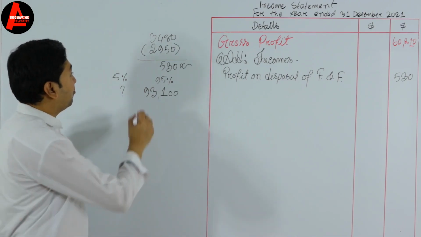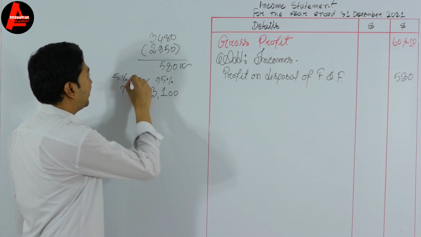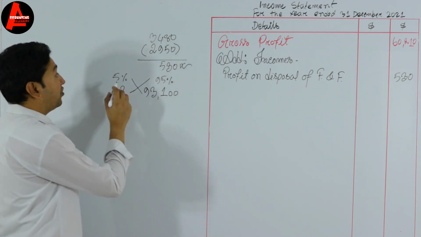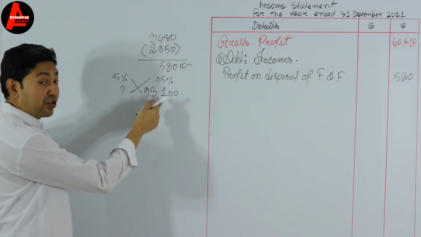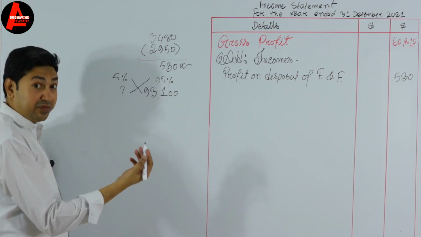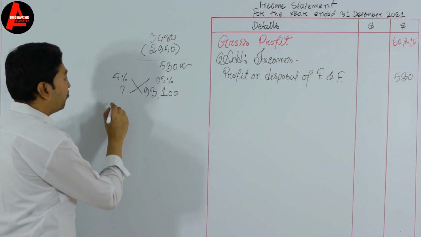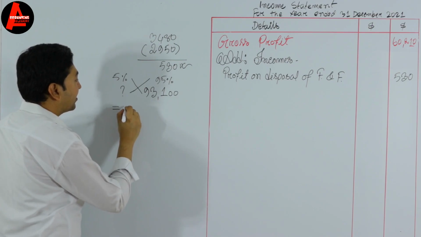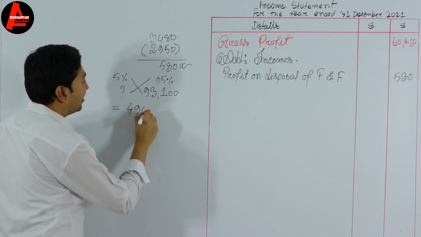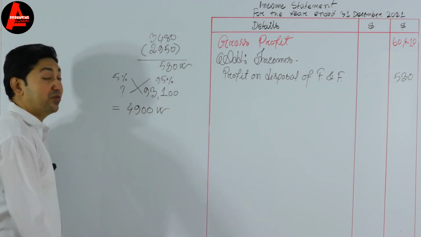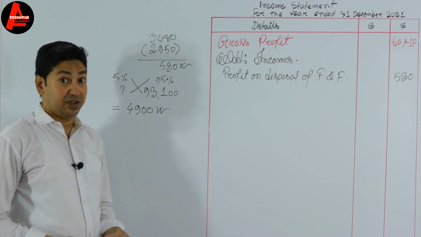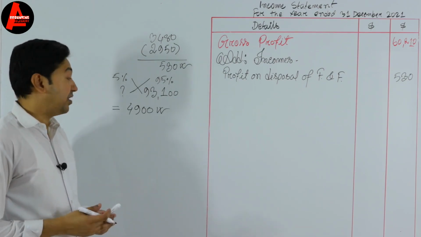Now how to calculate? We will cross multiply, okay? So now if we multiply 5 by $93,100, then divide the answer by 95, what do we get? We get here $4,900, okay? This is the amount of discount Rafiq received from the trade payables, okay?